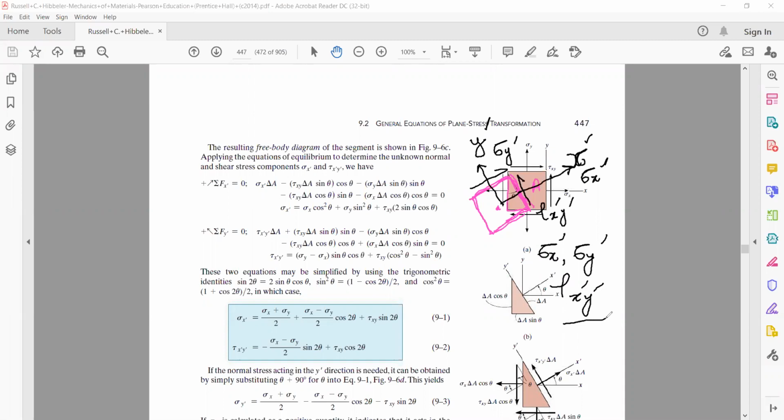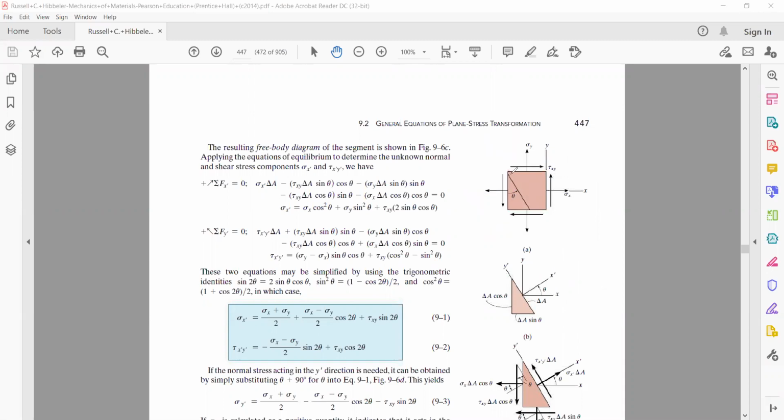So how has the analysis been done? Out of the given element, a wedge element has been taken out. On this element, the axis in this direction is the x prime axis, and the axis in this direction is the y prime axis. This is the small angle theta by which the axes have been rotated. If we assume the inclined area of the wedge is delta A, then this face will have area delta A cos theta, and the bottom face will have area delta A sin theta.